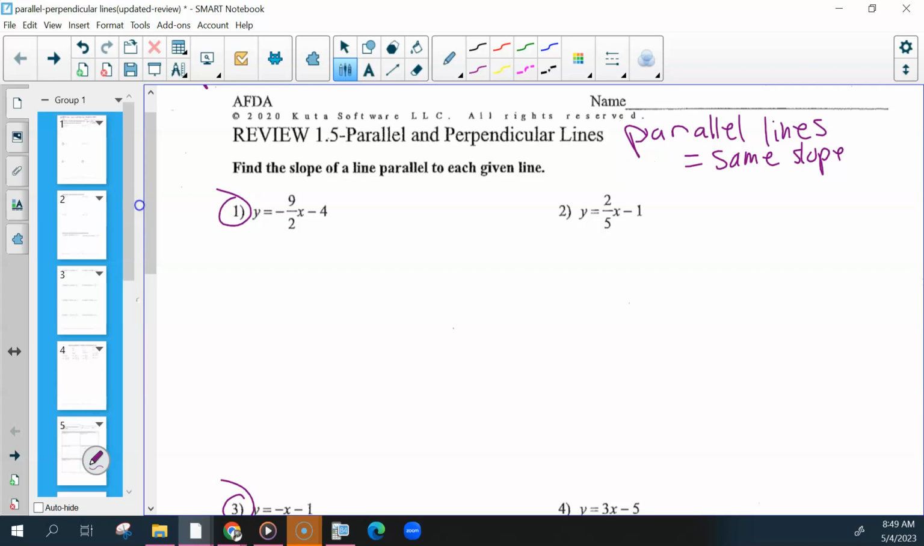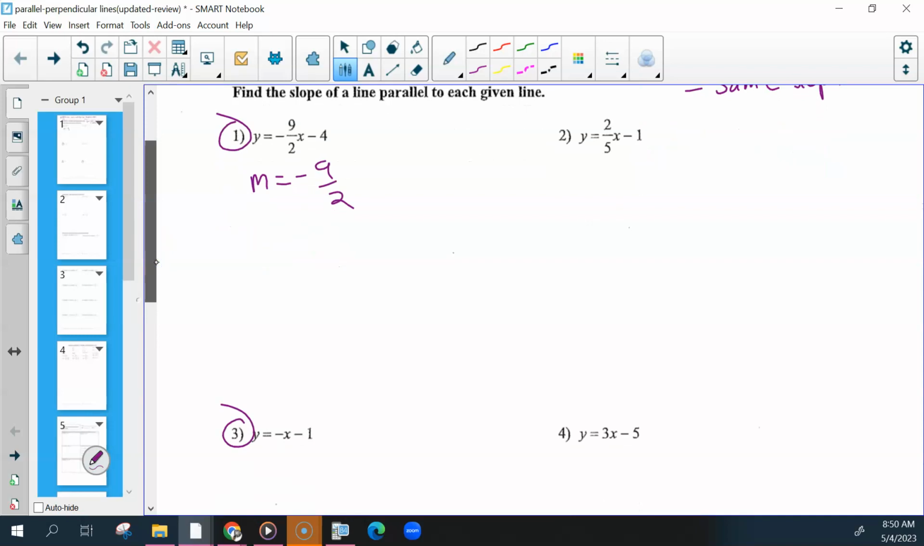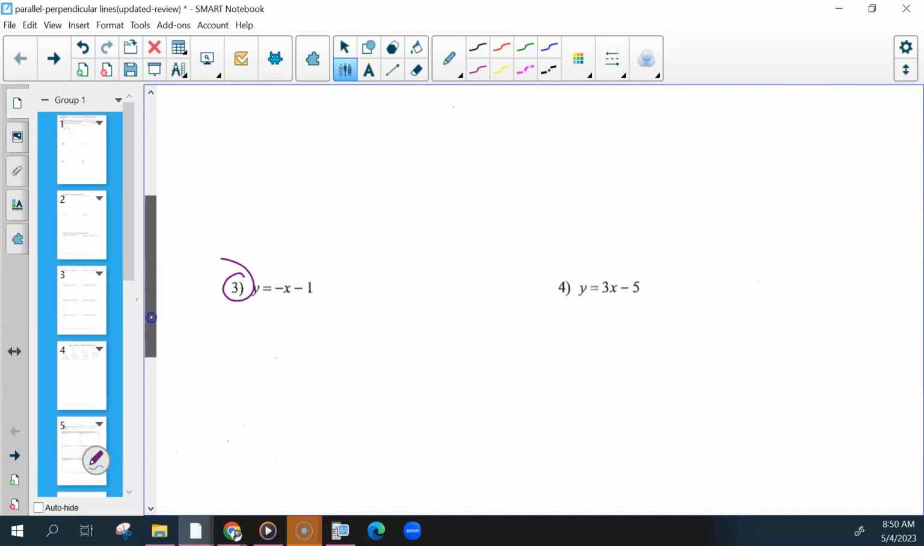That's not your slope, that's your y-intercept. Say that again. -9/2. So you have to be able to recognize the different types of slopes. Questions on that one? Besides that part. Yeah, that's it. Number 3, what would the slope be that's parallel to this? -1.